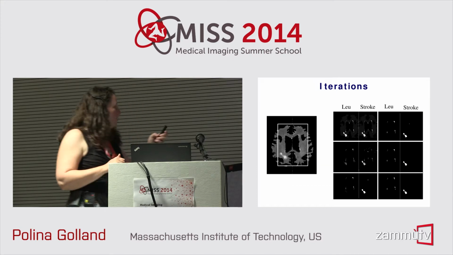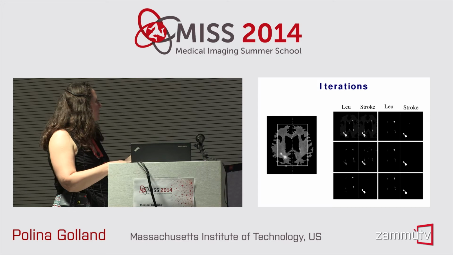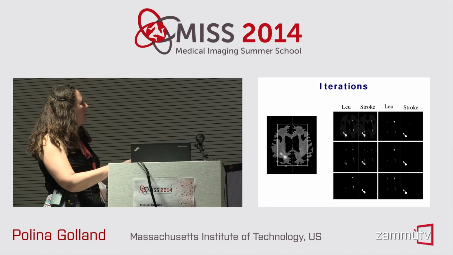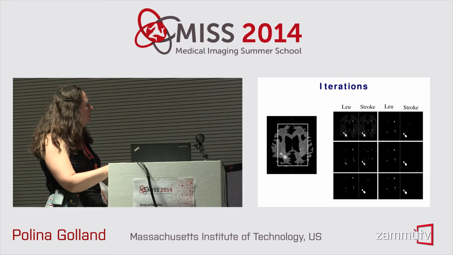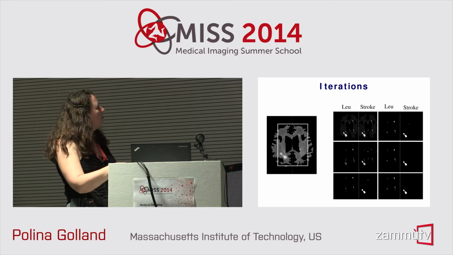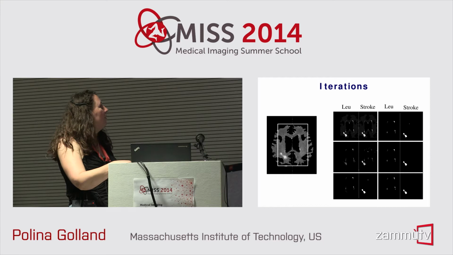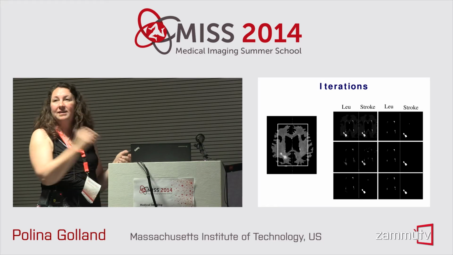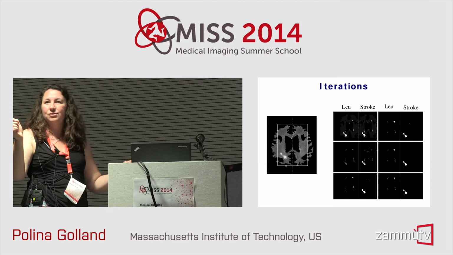Okay, perfect. This actually shows up. Great, I was nervous about the slide. So here are some iterations of the algorithm. This is the subject, and the box here is showing you the area from here. So you would expect stuff to show up here and stuff to show up here. Okay, so this is leukorrhiosis, this is stroke. This is iteration 1, iteration 2, iteration 3, iteration 4, 5, and 6, okay? And the colors correspond to the probability that that pixel is either leukorrhiosis or stroke.